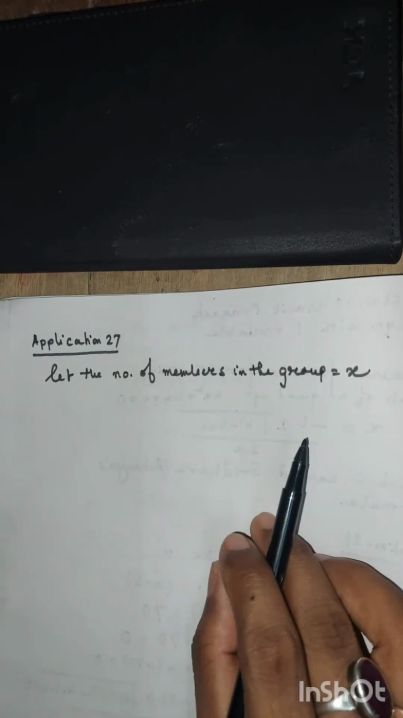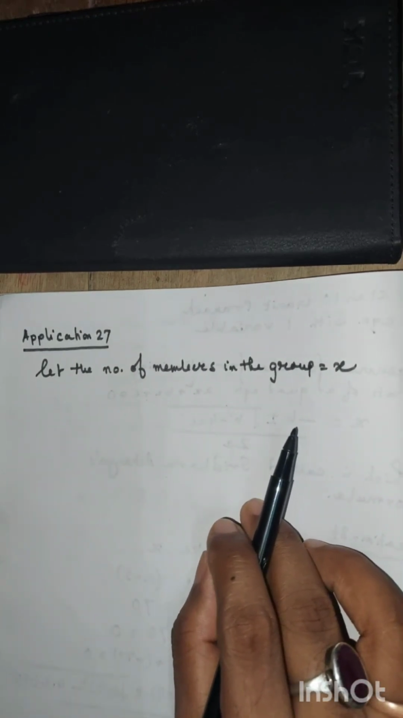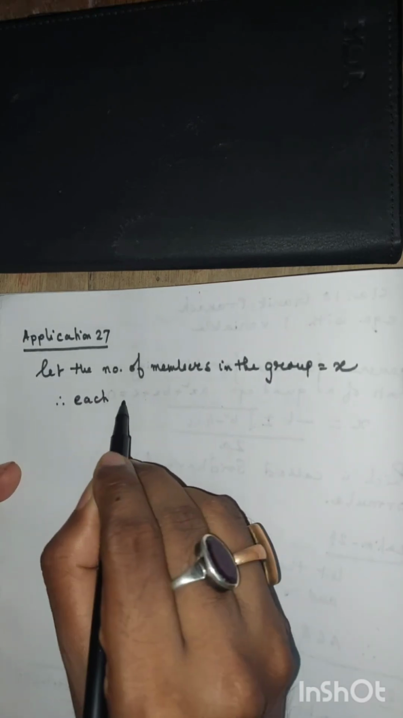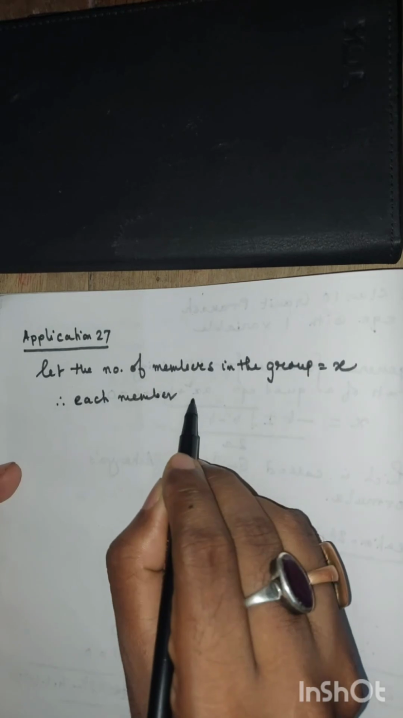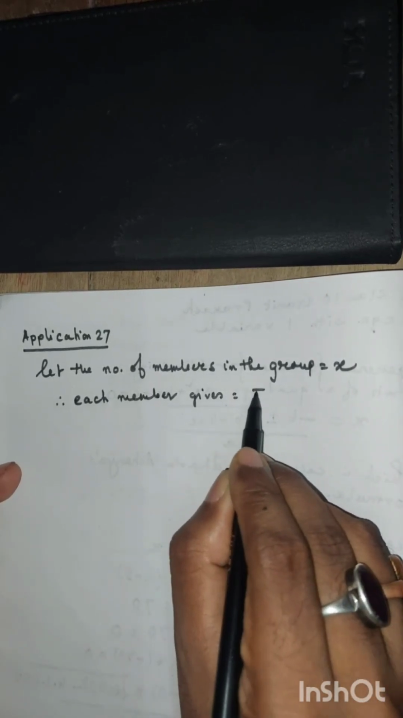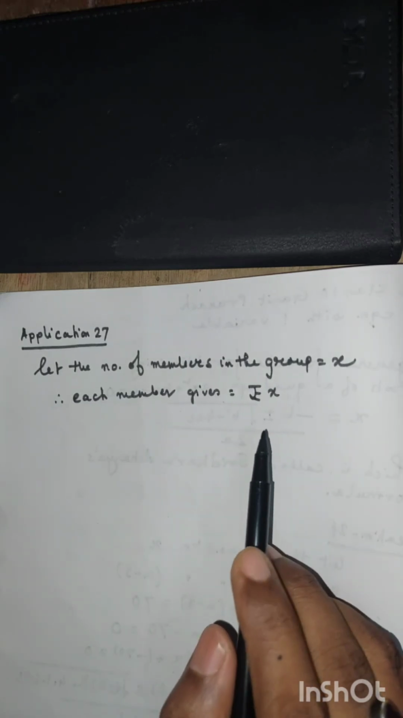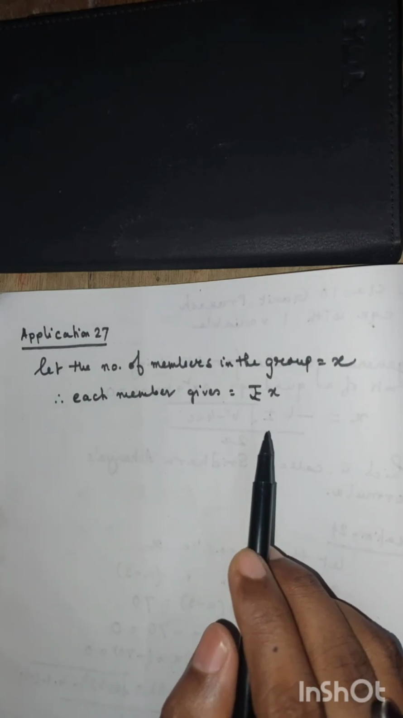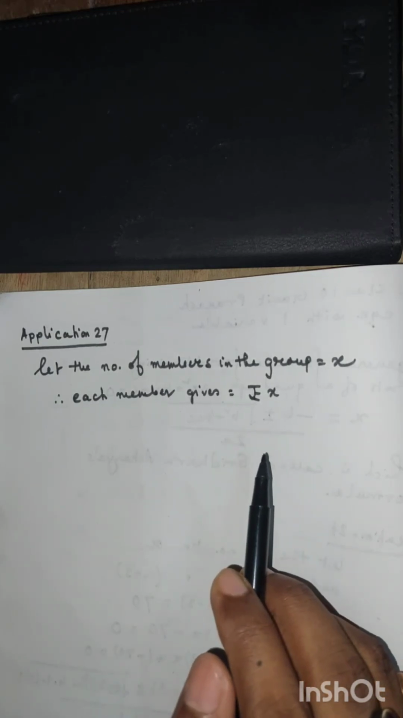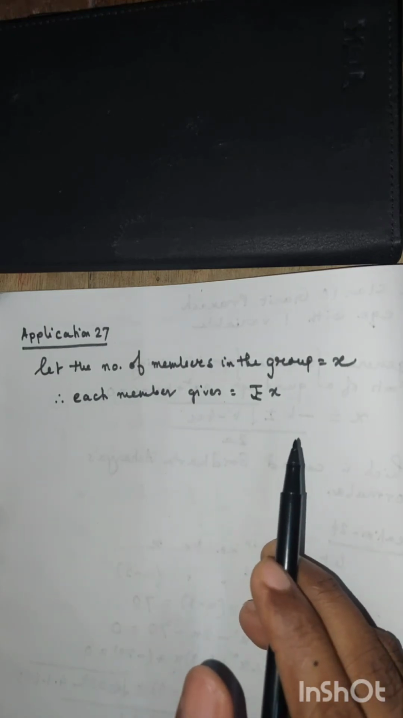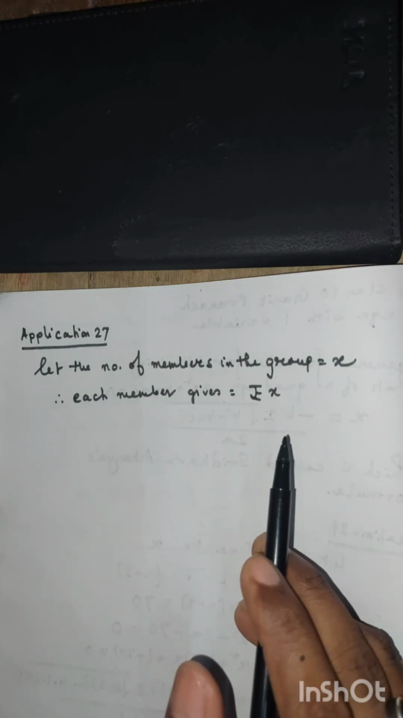Let the number of members be x. Therefore, each member gives rupees x. The question says each member donates money equal to the number of members in that group.